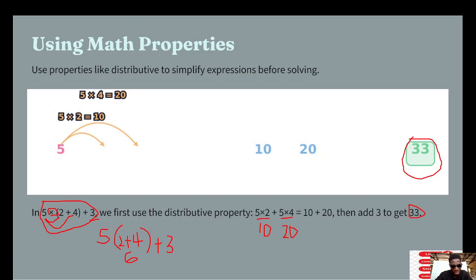Just understand that anything written in this form is still saying 5 times what is inside the bracket. So then you have the 5 times what is inside the bracket, then you add it to what is outside. So 5 times 6 is 30, and 30 plus 3 is 33. That we get here. All right. So we realize that using these properties makes it easier to solve complex expressions step by step.